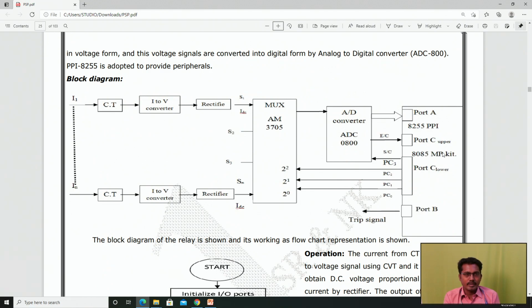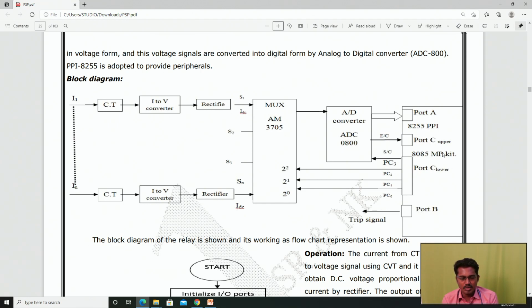This is the block diagram given for the microprocessor relay. We get the input, and that input is given to the current transformer. We convert the current transformer value into voltage, because the microprocessor takes data in terms of voltage, not as current. So we convert it into a proportionate value of voltage.